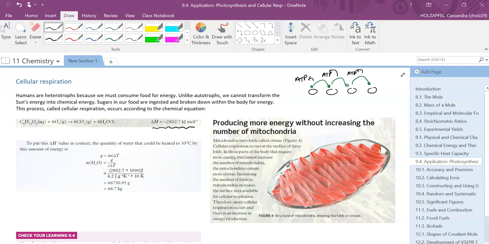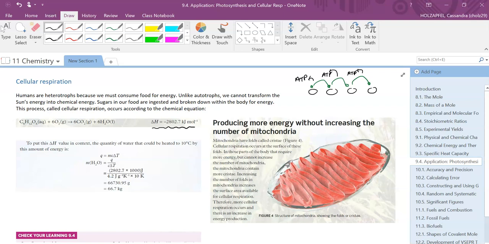So I've just said that plants are autotrophic, so they're self-feeders. Humans and other animals are heterotrophic because we have to consume food for energy, and that's stored inside the plants, inside the sugars. And so what's happening when we eat that sugar and we're breathing in oxygen, then we breathe out carbon dioxide, and there's actually water that we breathe out with the carbon dioxide.